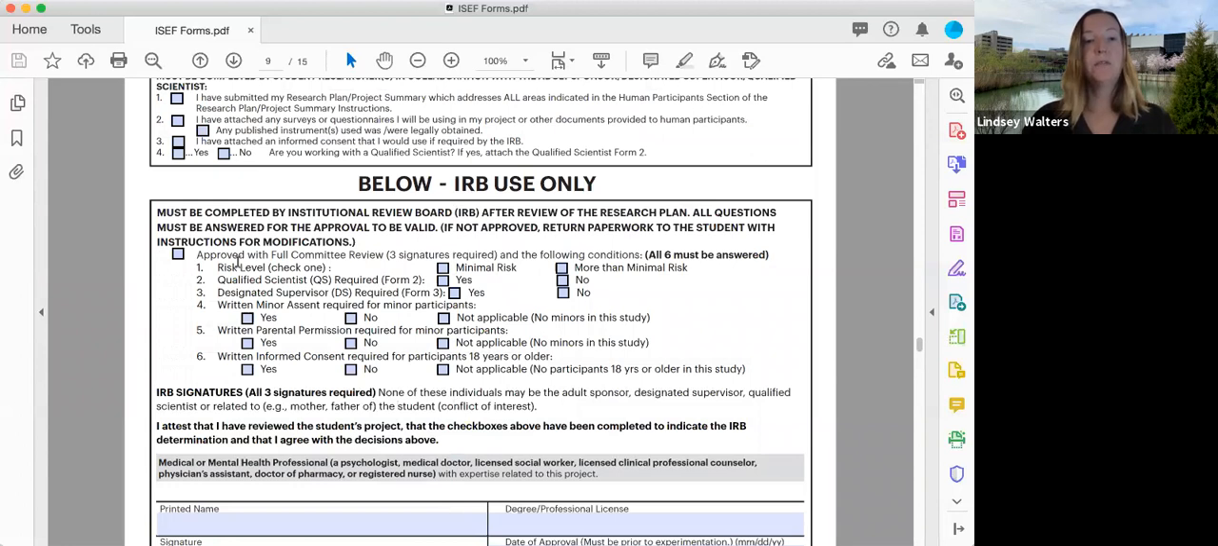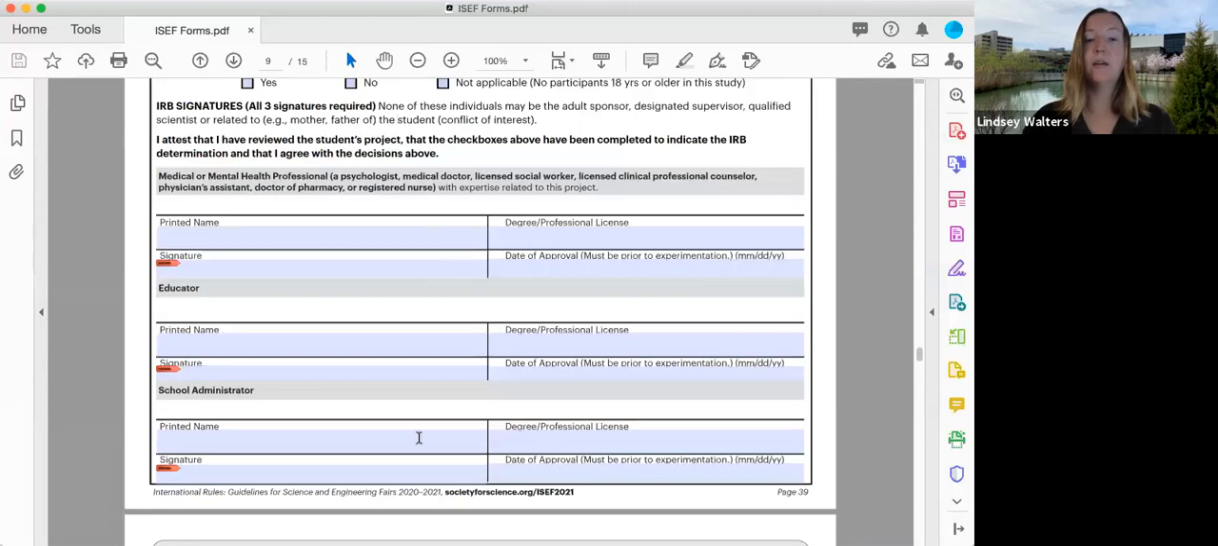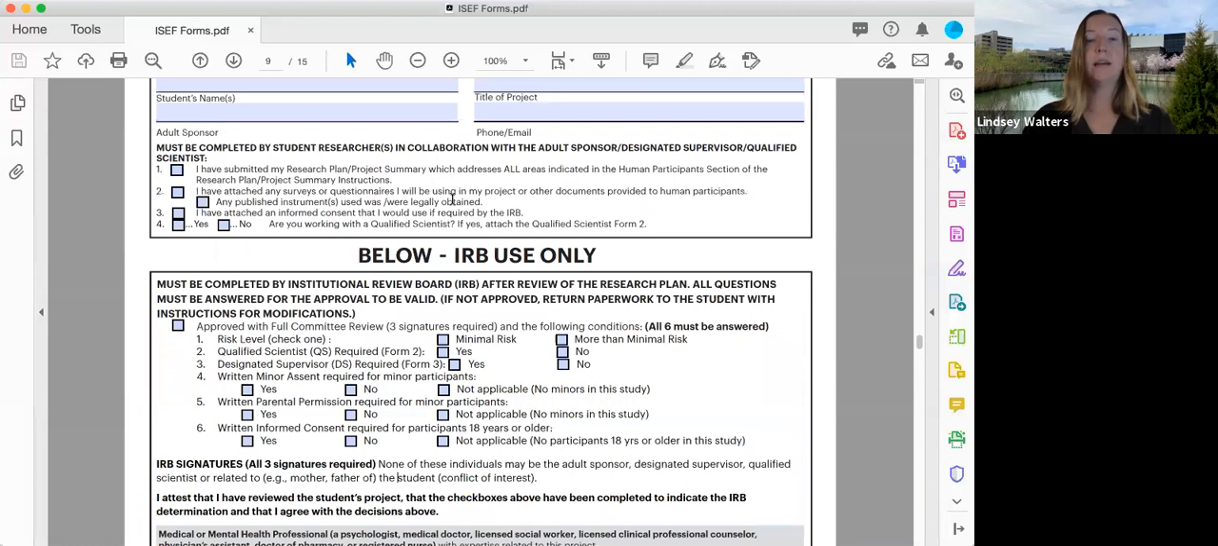Those 3 people would review your project and fill out this part of the form and check what things they require for you, whether they think it's risky, do they require a qualified scientist or not, etc. And you need to follow those guidelines when you do your research. Once these 3 people approve, all 3 of them must sign this form. And then one of them must also sign box 2 on Form 1B to indicate that you obtained the prior approval.